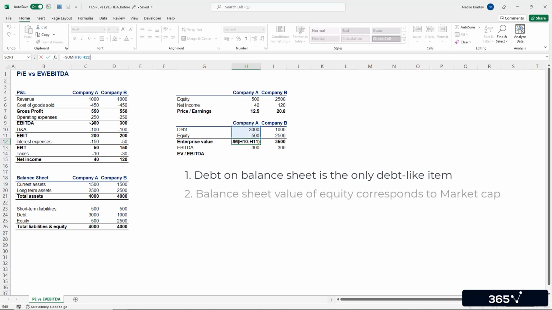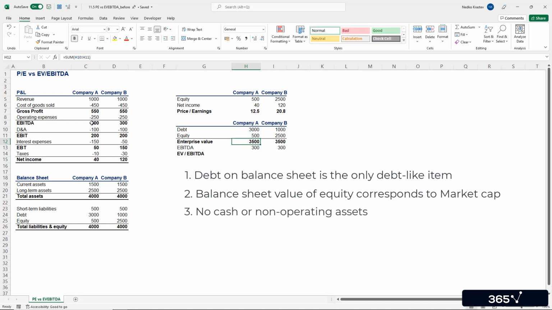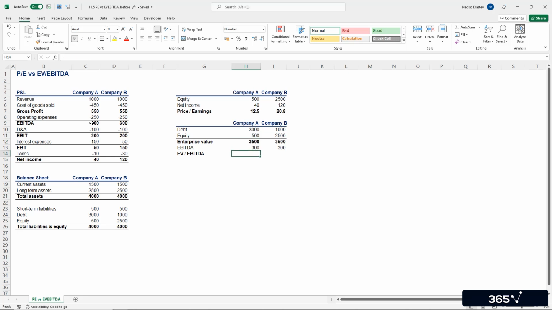Second, the equity listed on the balance sheet corresponds to the market value of equity for both firms. And third, both firms do not have any cash or non-operating assets that need to be subtracted. So, by summing debt and equity, we obtain an equal enterprise value of $3,500 for both Company A and Company B. And given that they have the same EBITDA figure, the two companies have an equal EV over EBITDA multiple.